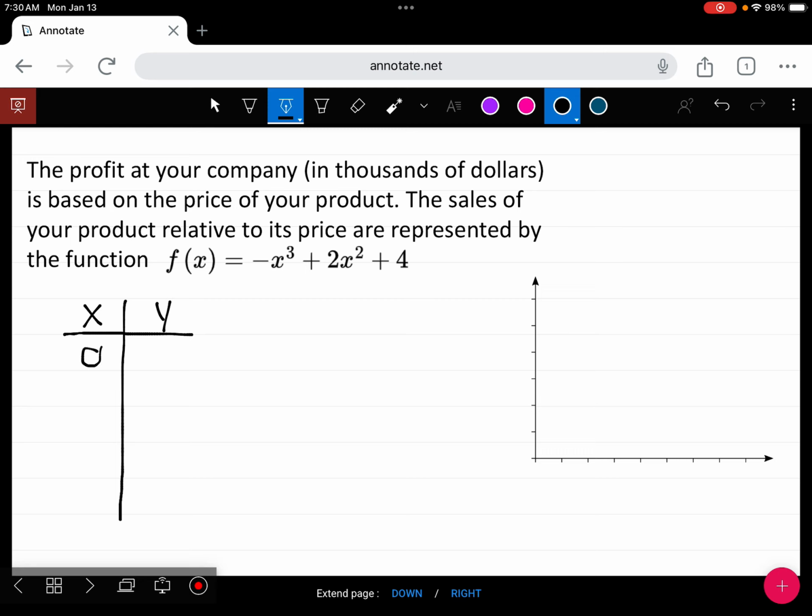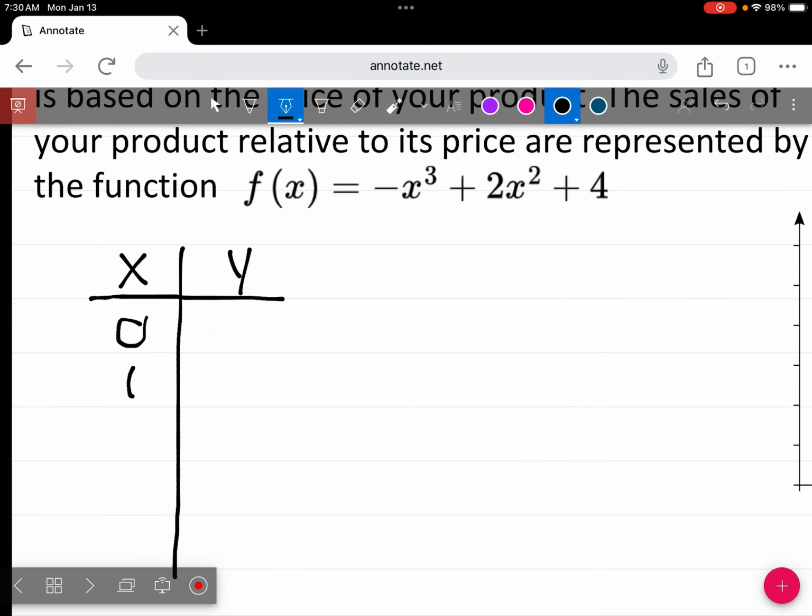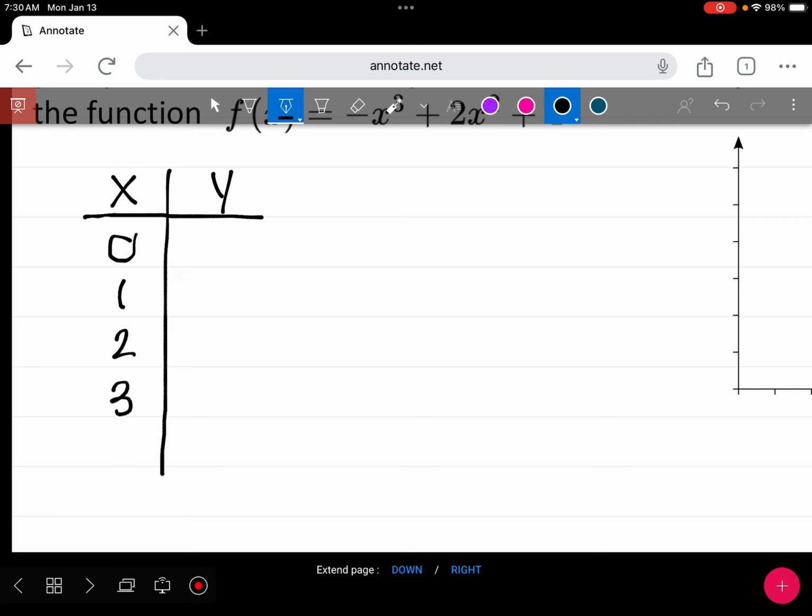0 is a good place to start because I'm definitely not charging you negative dollars. We don't need to do the -2, -1 because I'm not charging you to take my product. So starting at 0, and then we can go bigger. Like maybe it charges $1. Maybe we charge $2. And we can try a few of these to see what's going on.